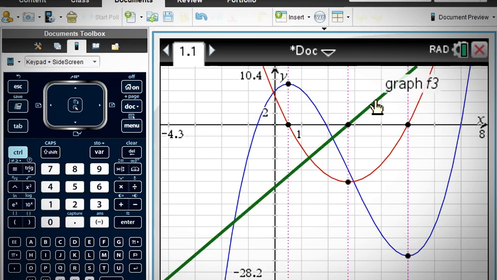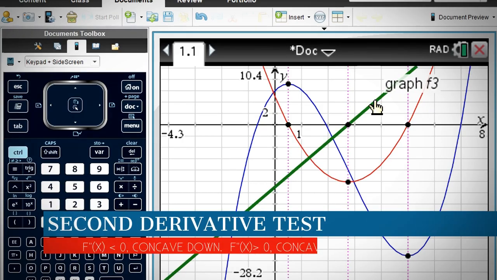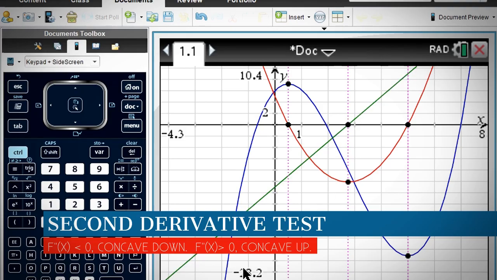So this next one, this is my second derivative. Notice that my second derivative is going to indicate concavity because here's my graph. It is concave down all the way over here to this part of my graph.